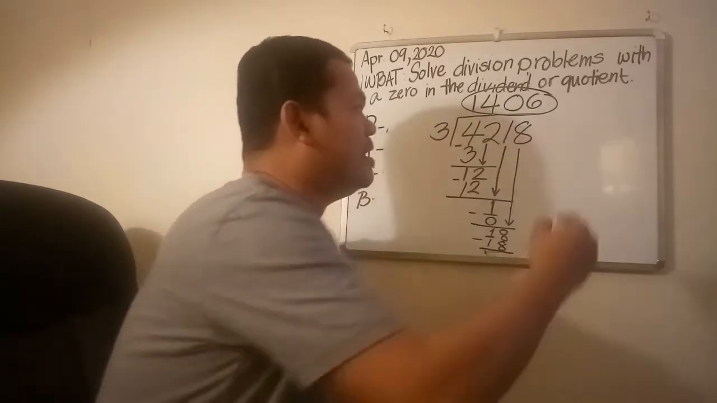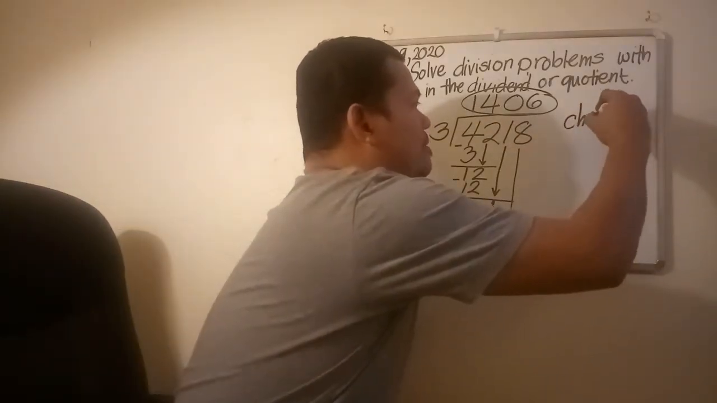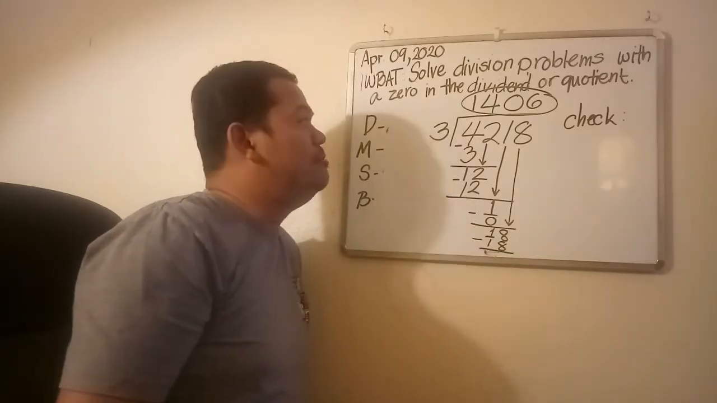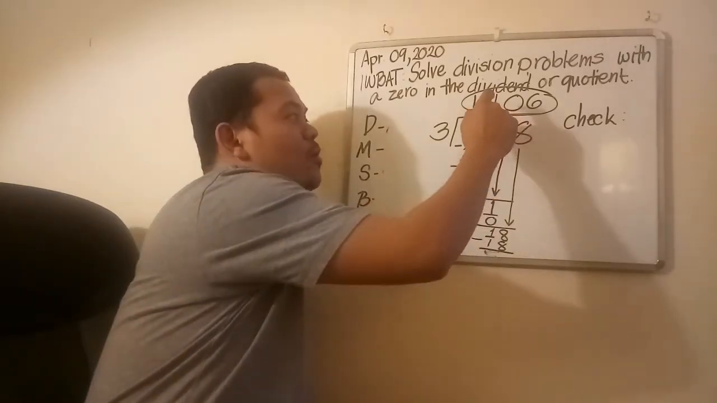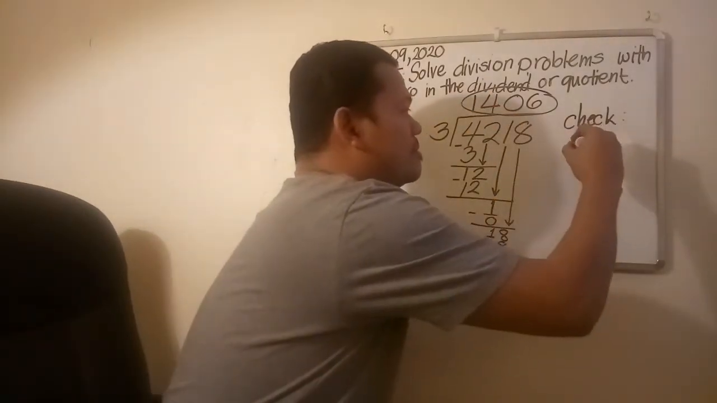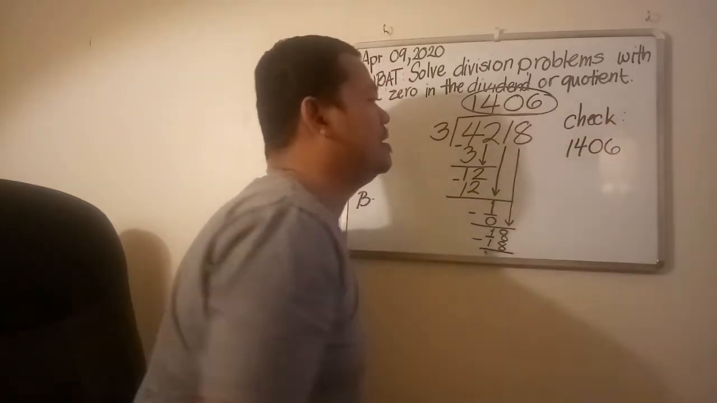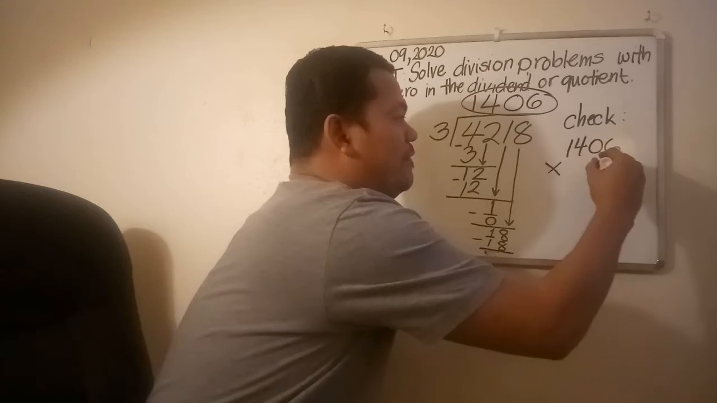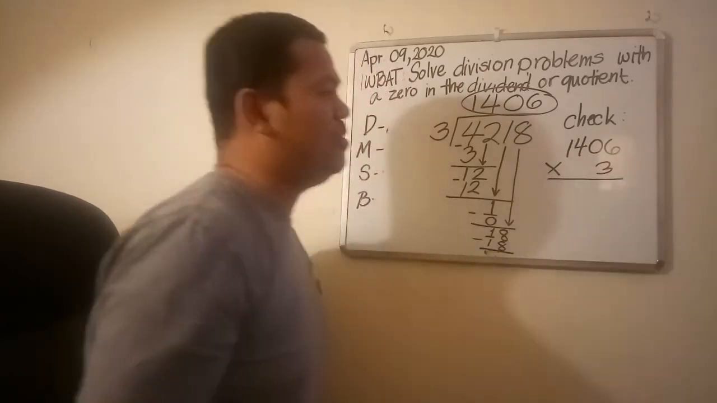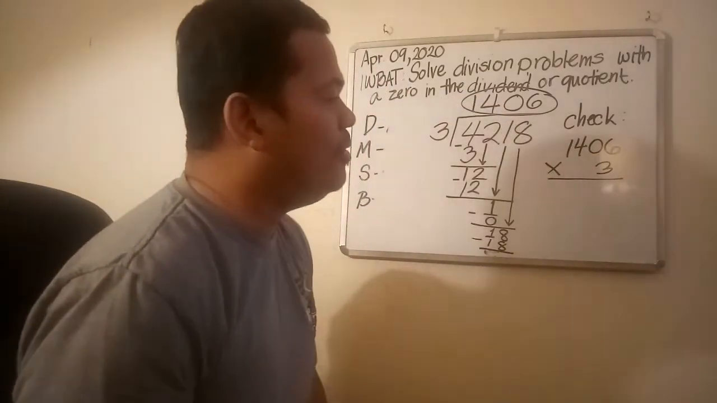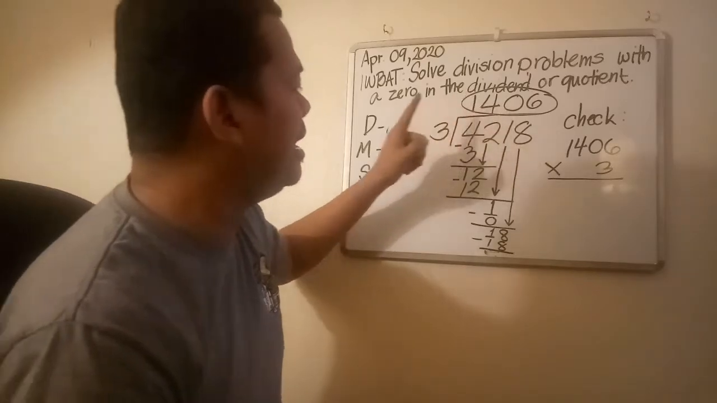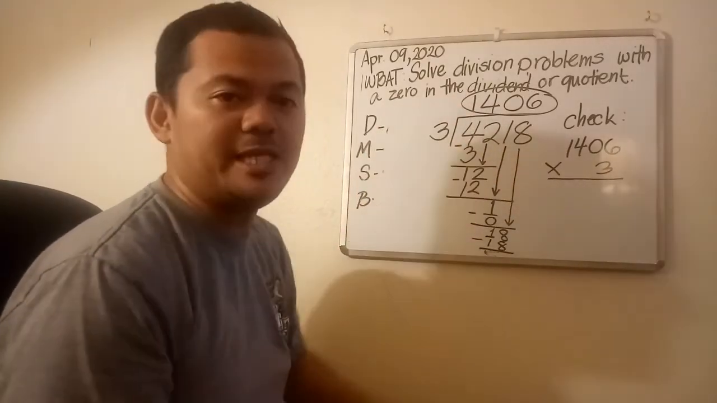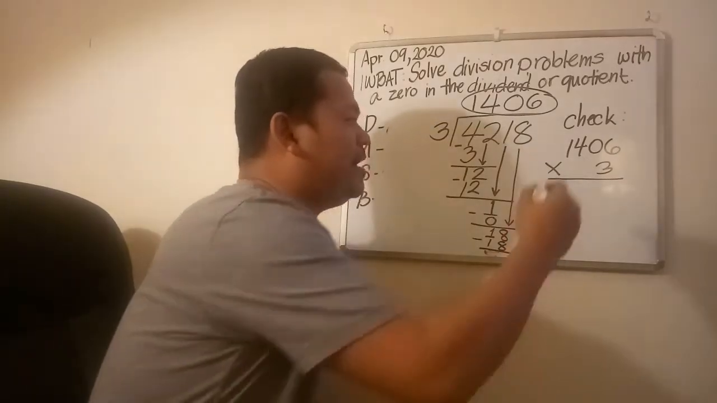1,406. Now to check it, what are we going to do? We are going to multiply our quotient, 1,406, times your divisor, which is 3. Okay, we are going to multiply our quotient times your divisor to find out if our dividend is 4,218.